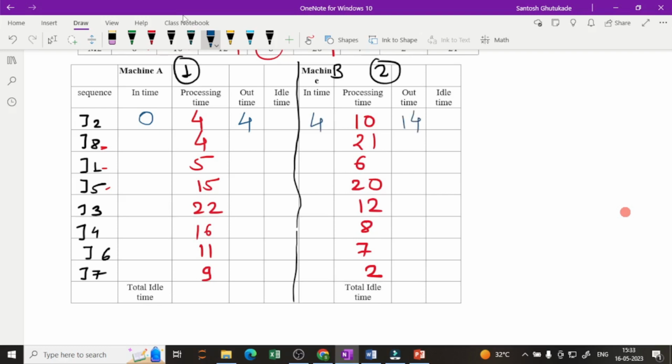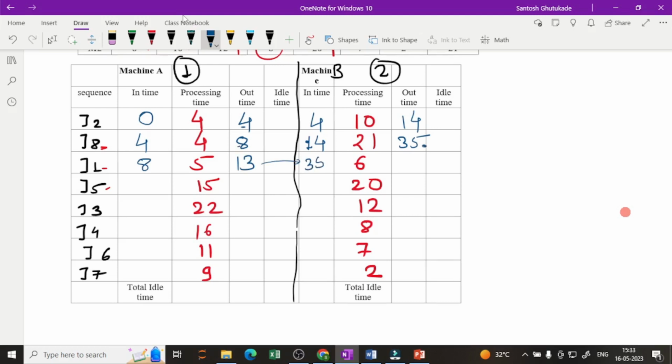Then the second job we are taking after this 4 minutes. So 4 plus 4, 8. So we are going on machine number 2 here after 8 minutes, but for the first sequence 14 minutes are required. So it will start after 14 minutes, and then 14 plus 21, that is 35. Then job number 1 starts after 8 minutes, and 8 plus 5 is 13.